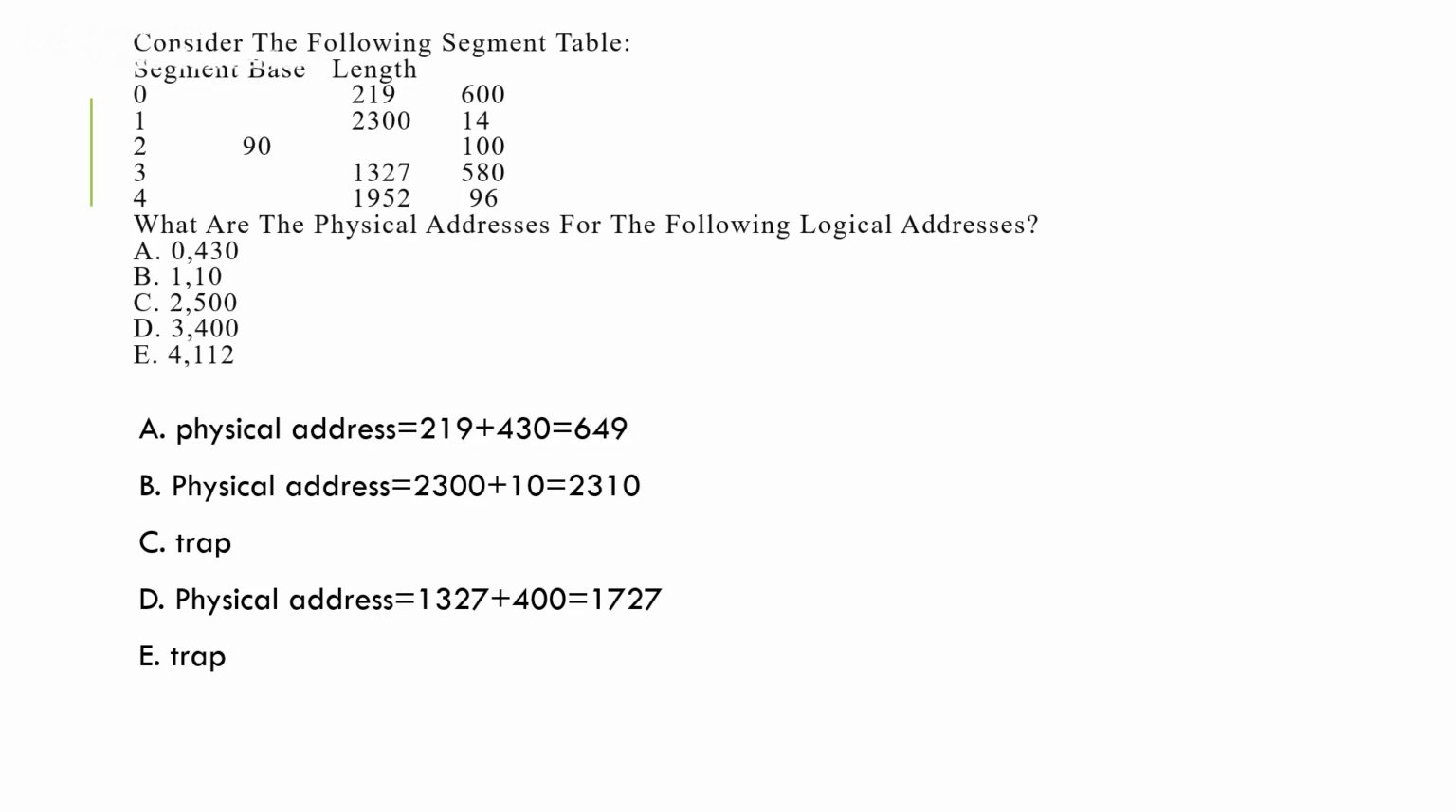Next, the page number is 3 and the offset is 400. If we calculate the physical address, we get 1327 plus 400. So what exactly is this? Adding the base plus the offset 400. We do this because the offset 400 is less than 580, which is the length. So that's how we get the physical address. And for the last question, the offset is 112. Is it less than 96? No. So it results in an illegal reference to memory and causes a trap to the operating system.